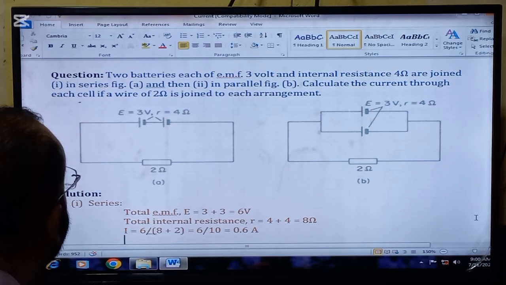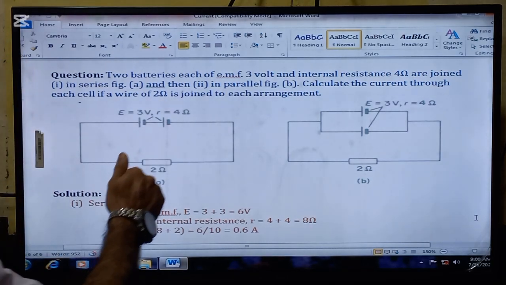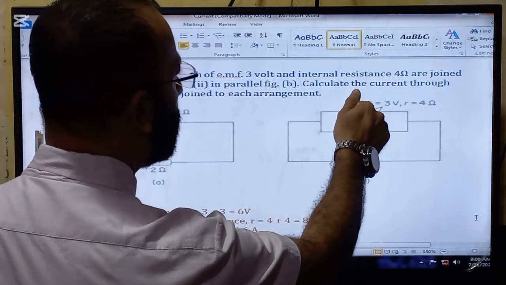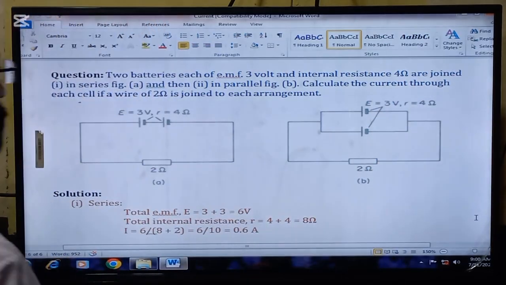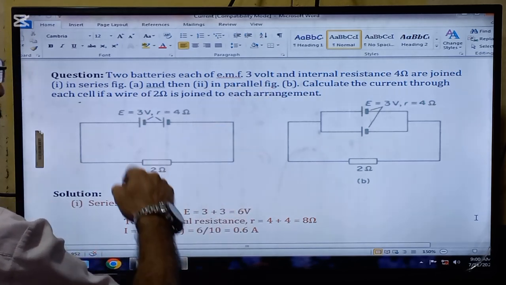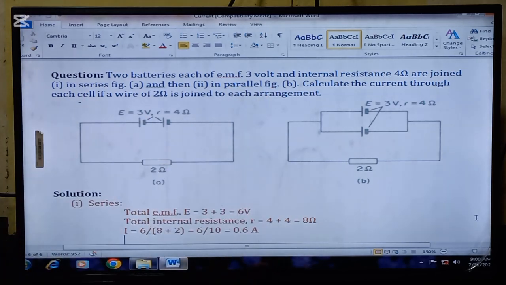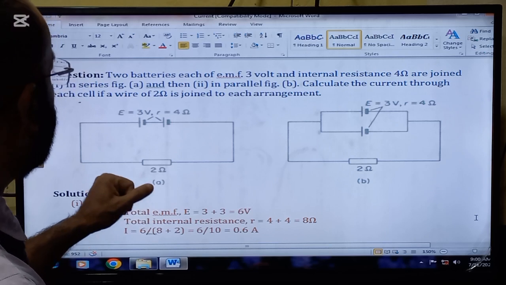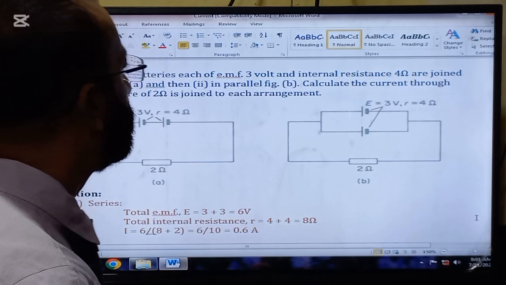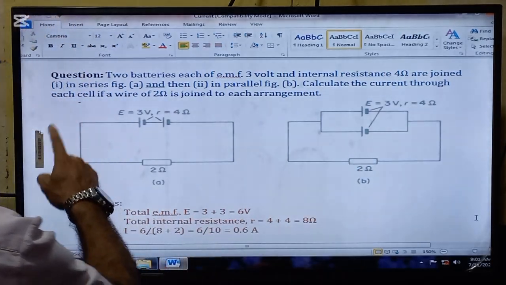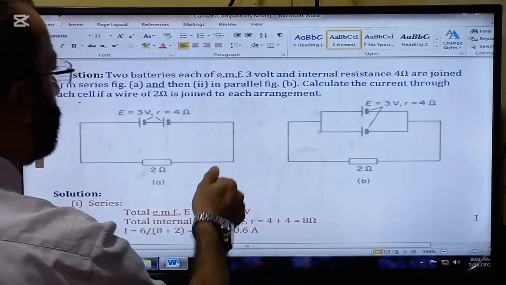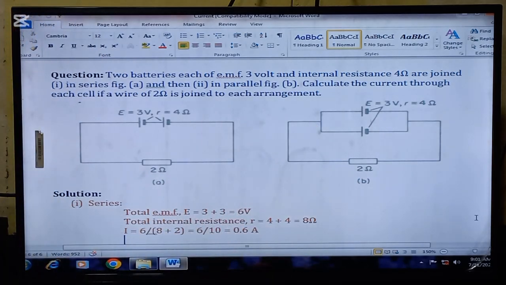Here is another question. Two batteries, each of EMF (electromotive force) 3 volt and internal resistance 4 ohm, are joined. Look now, internal resistance is 4 ohm and EMF is 3 volt. They are joined in series in figure A, and second in parallel in figure B. Calculate the current through each cell if a wire of 2 ohm is joined. A wire of 2 ohm is joined to each arrangement.